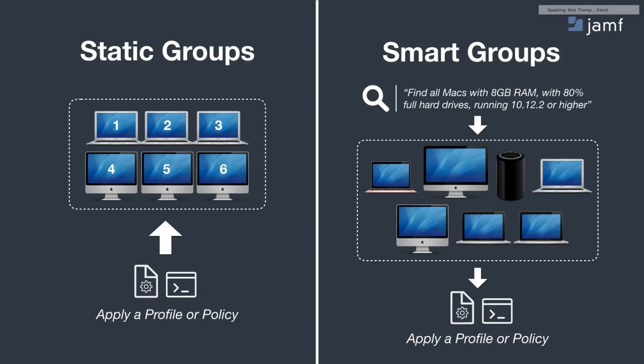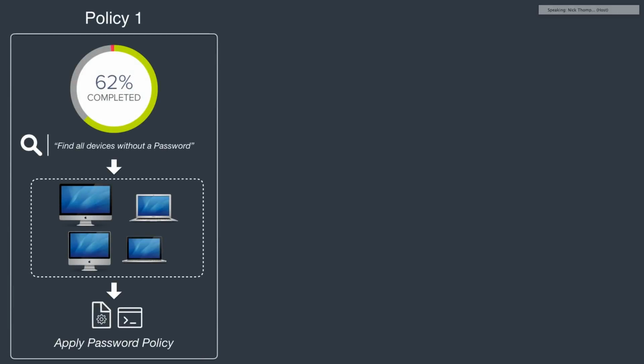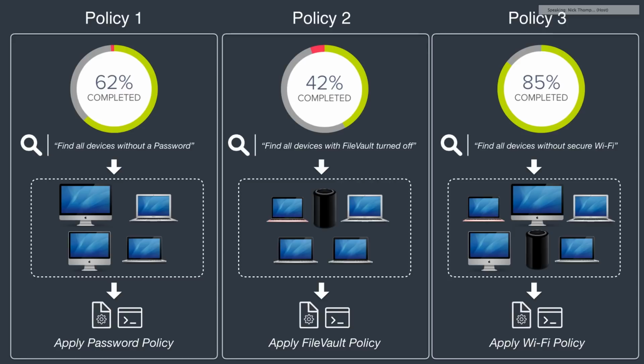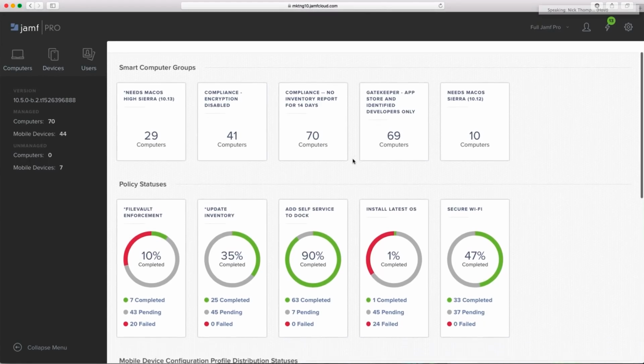So where does that come in handy? Well, think of automated tasks here. For example, find me all of my devices without a password, and then automatically apply the password policy. That way, any device that doesn't have a password will always have one. Or find me all my devices with FileVault turned off, and again, automatically apply my FileVault policy. Or find me all my devices without Wi-Fi and apply the Wi-Fi policy.